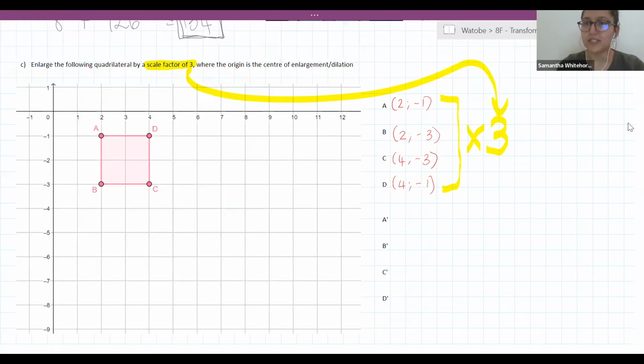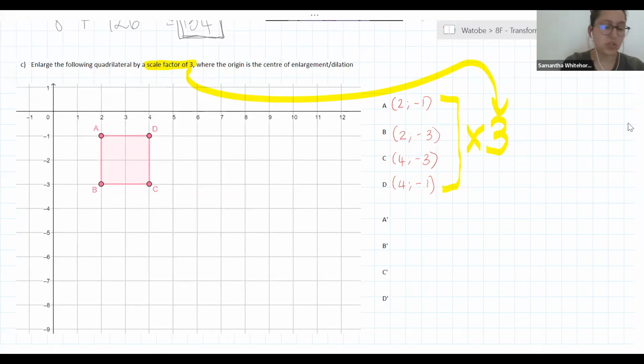Bontle's hand's already up. Bontle, are you wanting to tell me what the new A dash coordinates would be? Yes, ma'am. It would be 6, -3. Excellent. So guys, we would times the 2 by 3 of the original A coordinate, and we would times the -1 by 3 of the original A coordinate, and we would get 6, -3. So that takes me to a coordinate of A dash over there.